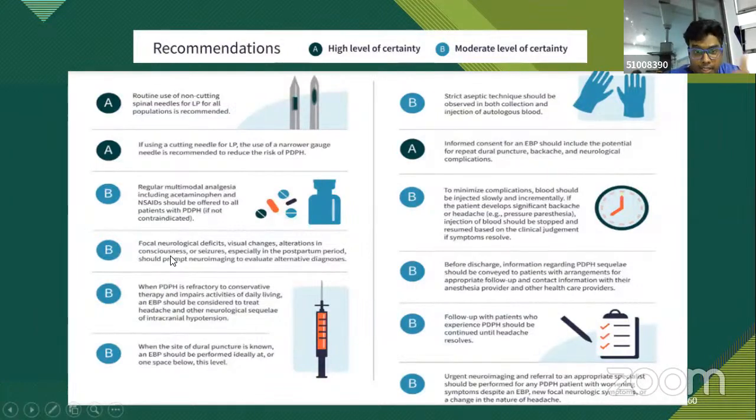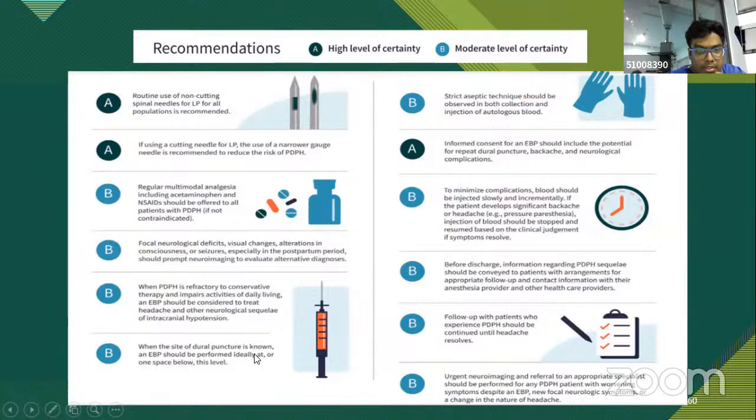Then, if the patient, particularly a pregnant patient in the postpartum period, is having focal neurological deficit, visual changes, alteration in consciousness and seizures, in addition to the clinical features of PDPH, then you should consider neuroimaging to evaluate alternate diagnoses like PRES syndrome. When PDPH is refractory to conservative therapy and impairs activities of daily living, then you consider an epidural blood patch to treat the headache and the neurological sequelae.